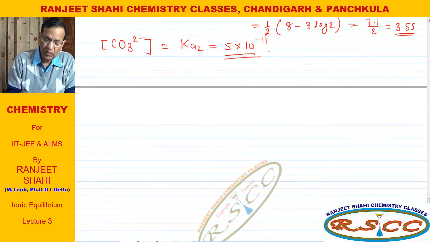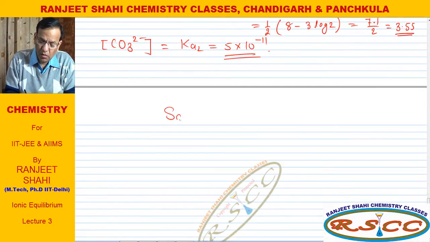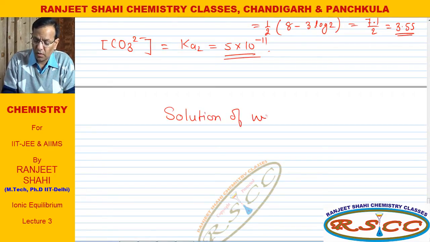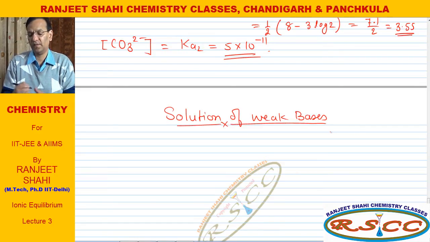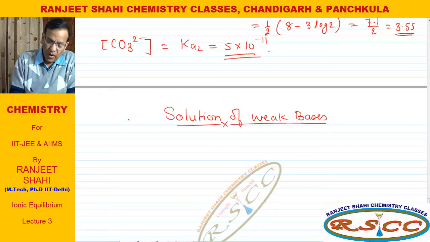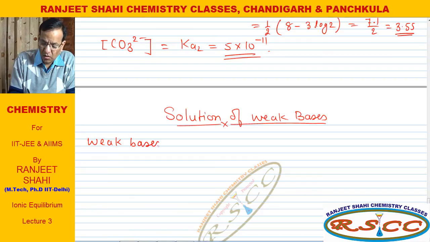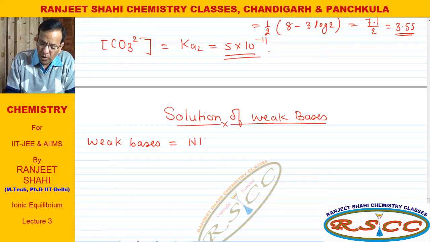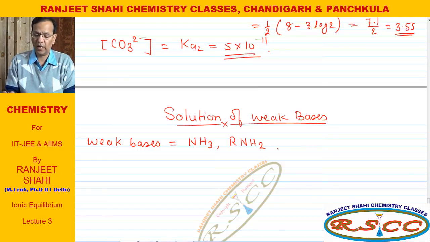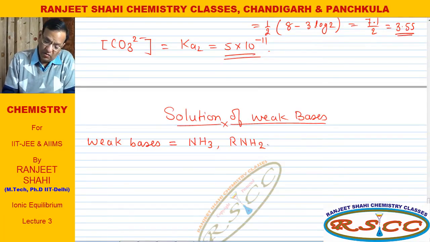Next, we move to solution of weak bases. Weak bases are ammonia and all amines. They are the common weak bases we encounter in ionic equilibrium. Ammonia and the amines.